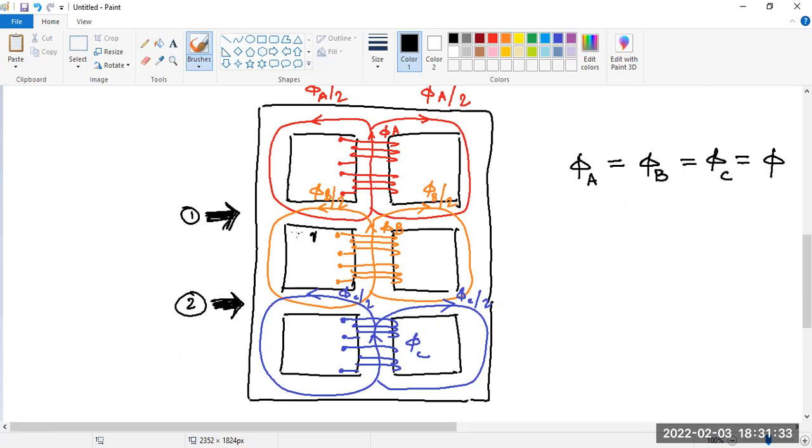Second thing is, in this central limb we have a contribution from phi b, and that is phi b by 2. If I assume that right to left, this direction, is positive, then certainly the other contribution will be negative, because that contribution is left to right, a different direction. So if the flux values are the same, what can I write here?